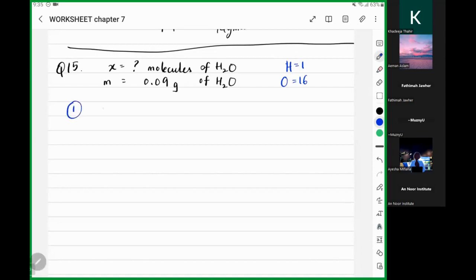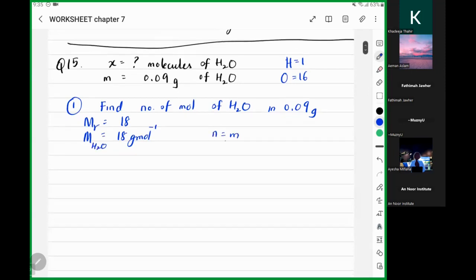So your first step will be to find the number of moles of H2O in 0.09 grams. So the relative molecular mass is 18, because 1 into 2 plus 16. So the molar mass of water will be 18 grams per mole. So n will be equal to small m over capital M. 0.09 grams divided by 18 grams per mole. So you will get 0.005 mole. Did you all get this?